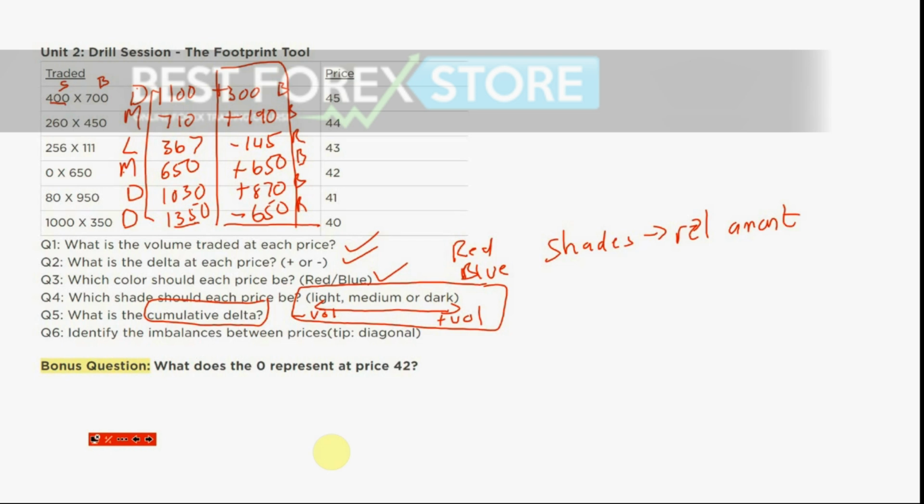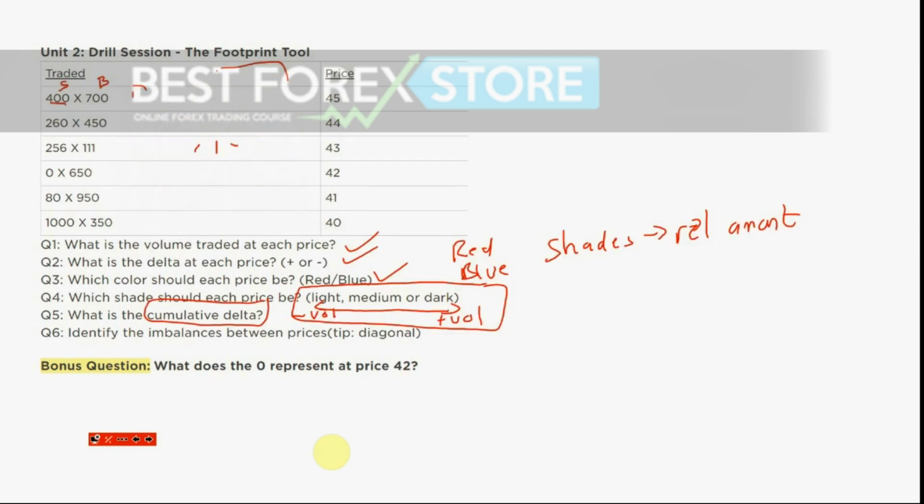Alright, then lastly, identify the imbalances between prices. Again, don't worry too much about this. We will spend quite a bit of time on this when we move on to the imbalance strategy. But very simply, we can see there are some imbalances, and this is definitely one of them. Remember, imbalances always go in that direction, not in the opposite direction. The imbalance is none other than when there's a really big relative difference between buyers buying at a price versus sellers selling at a price. So we can see buyers bought 650 at 42, versus sellers selling only 80 at 41.